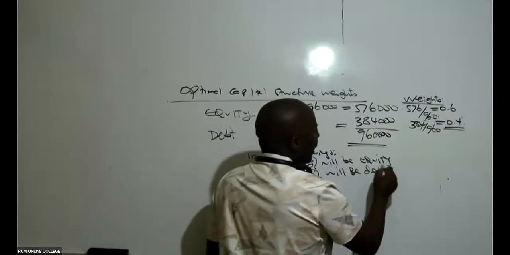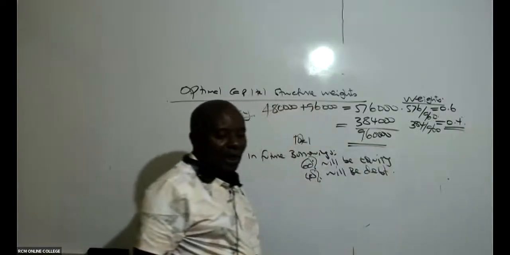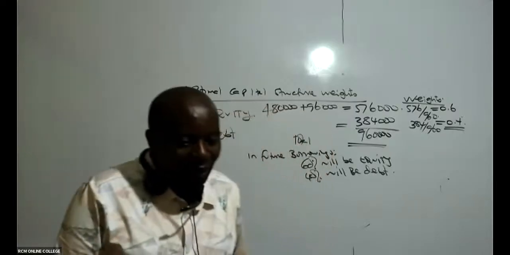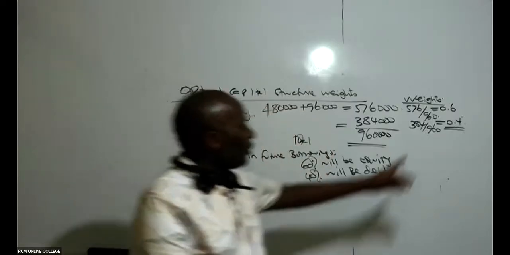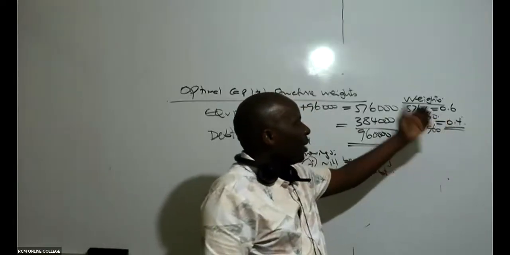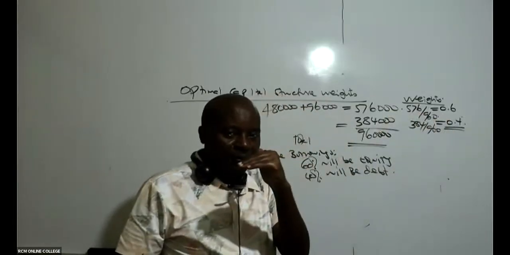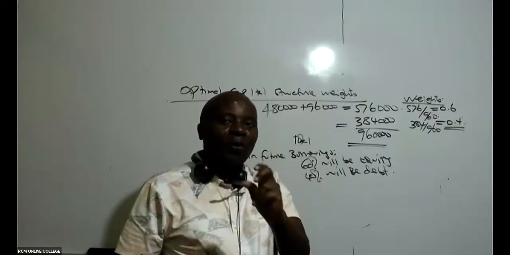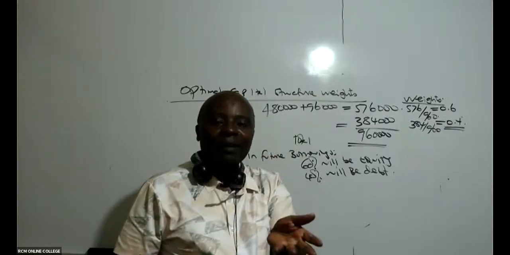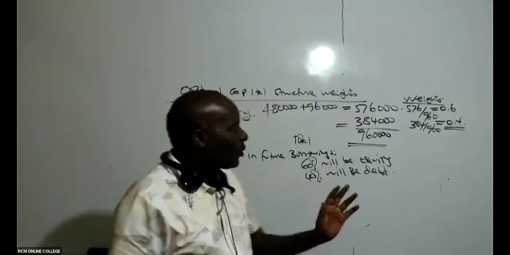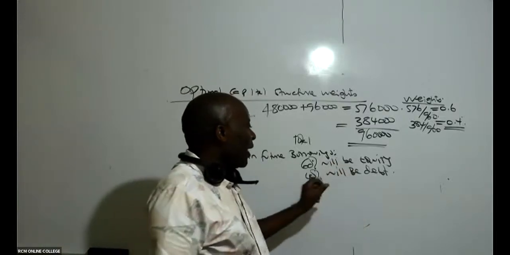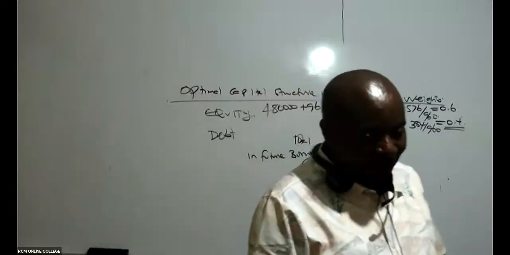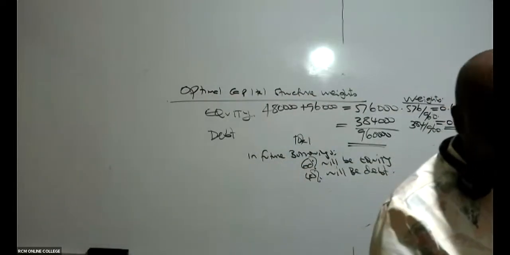Sijui kama tunaelewana hapo, that in future, because of this 60%, we have an optimal capital structure. And if it's optimal, it means best. We don't want to change from an optimal capital structure to a bad capital structure. So 60% will be equity and 40% will be debt. So what is the question asking us to do, ladies and gentlemen?